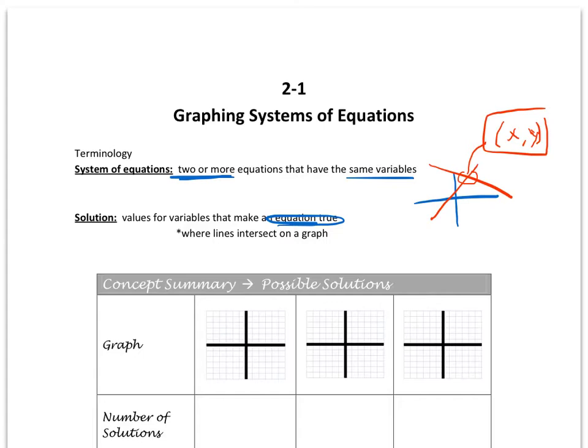For example, if I plugged a value in, I would work out the equation and I would get a true statement, and by true I mean something like 2 equals 2 or 5 equals 5. In other words, those are true statements compared to an untrue statement, which would be something like 2 equals 1. And you can find that out by plugging the points into the equation. In other words, a point that works for both equations.